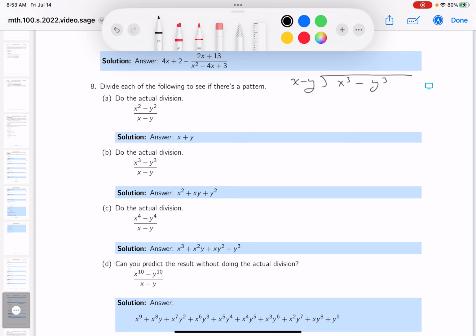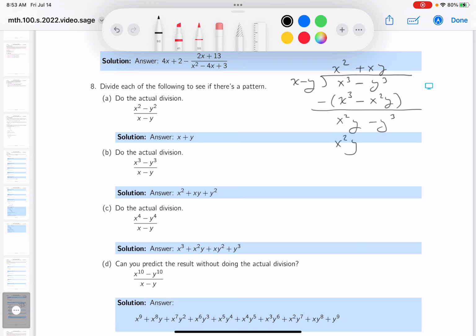And again, it's a little confusing, but let's do it. It's going to be x squared. What do you get there? X cubed minus x squared y. I'm going to subtract. What do you get? X squared y minus y cubed. What do you do now? It's a matching game. So what are you going to get? Plus xy.